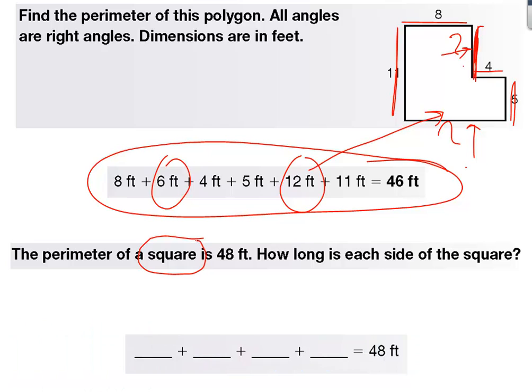Well, there's 4 sides to a square. So if you divide 48 by 4, you know that each side is 12 feet. So 12 feet would be your answer. Each side would be 12 feet long.